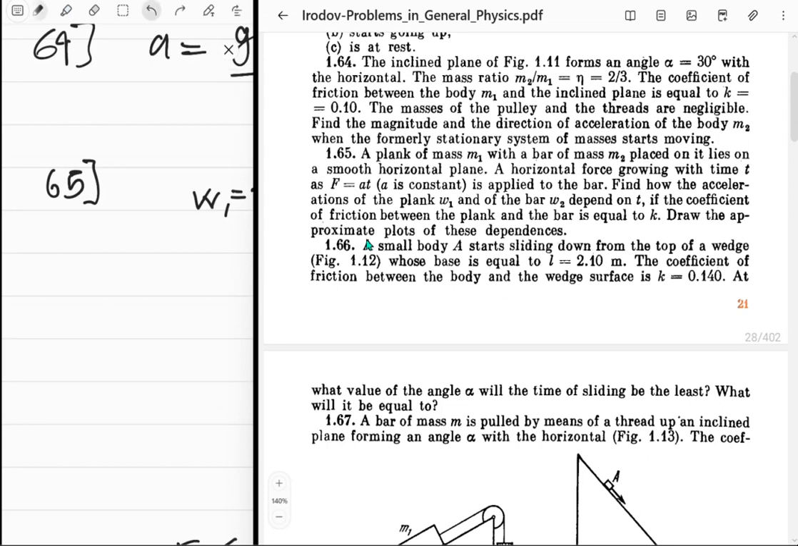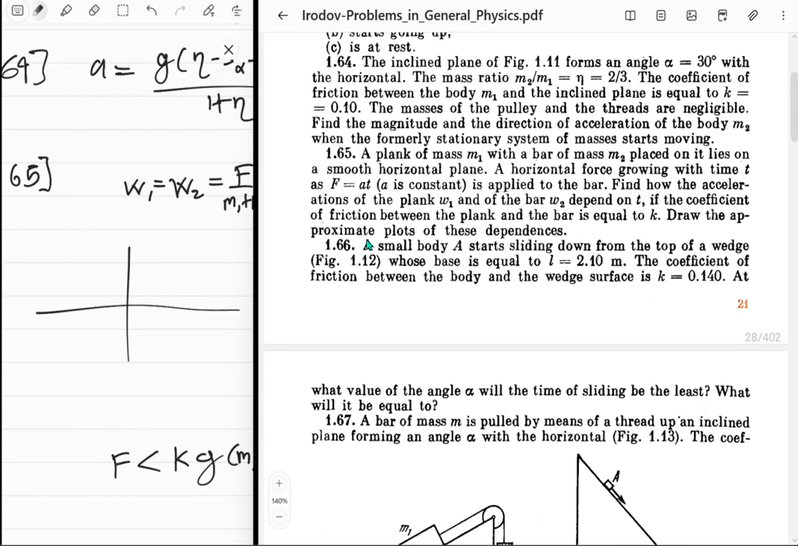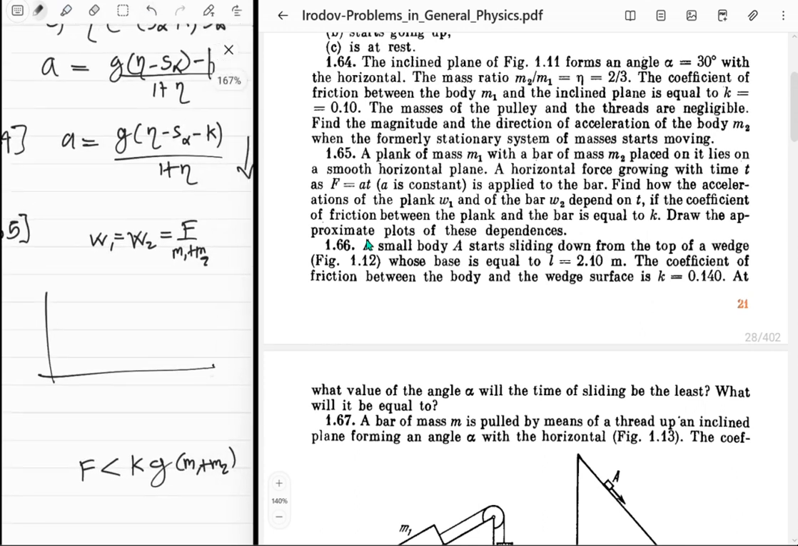So let's figure out how the graph should be. Okay, not like that. This is how force changes, and this is how the acceleration changes. So let's go for W1 first of all. So for the first body, okay, till this point both go together. So it's just equal to F upon m1 plus m2. Starts like that, I guess, and it keeps on going till you eventually get to this thing. So F is equal to kg times m1 plus m2, and this thing is just F upon m1 plus m2 for both the bodies.